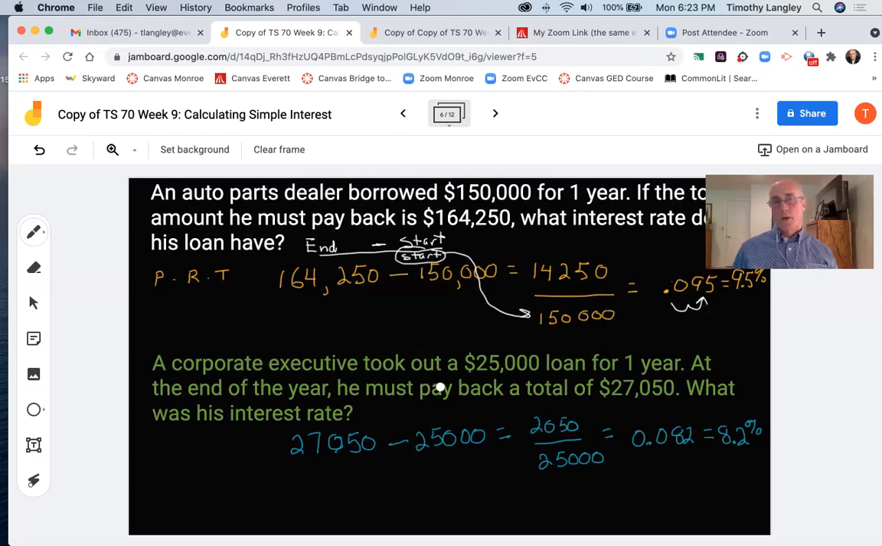A corporate executive took out a $25,000 loan for 1 year. At the end of the year, he must pay back this amount right here, 27,050. So they're giving you the answer to principal times rate times time, the total you had to pay back. See how this is a little different? What is his interest rate? So they want to know the rate again, just like they did up here.